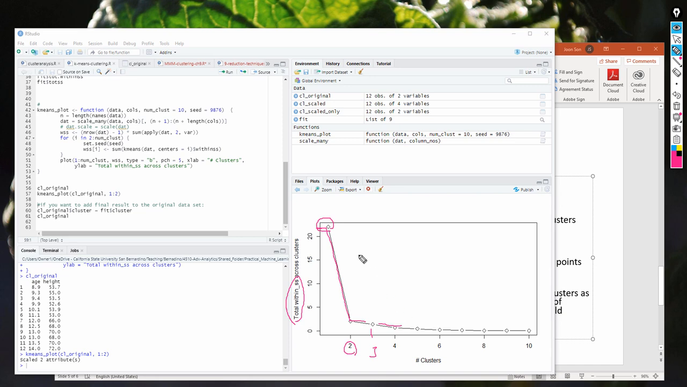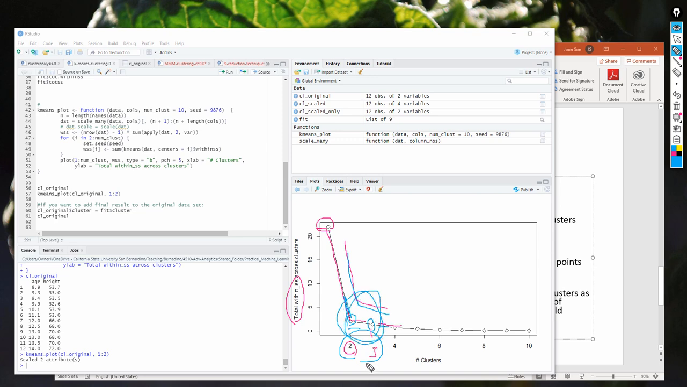By the way, this looks like an elbow. The best k value is probably either 2 or 3. You usually choose the best k value where there is a dramatic drop, so either 2 or 3. But after 3, the reduction is not really significant. This looks like an elbow, and you choose the value in this area, usually.